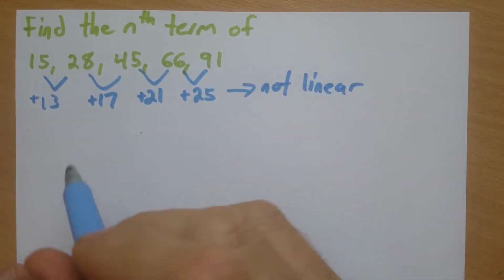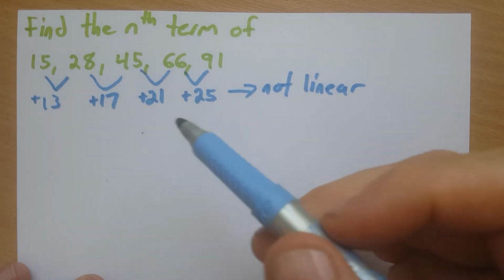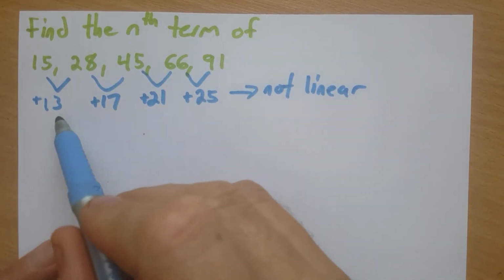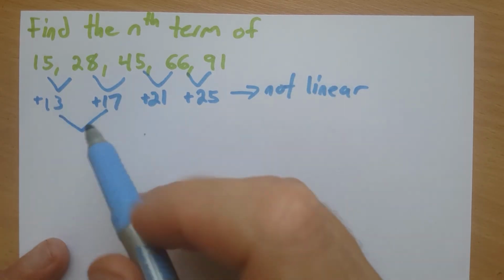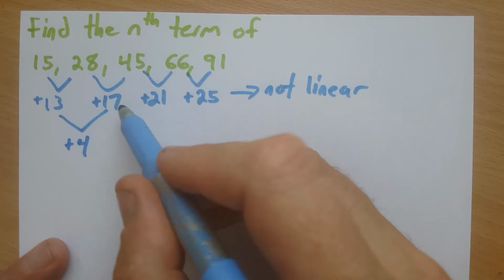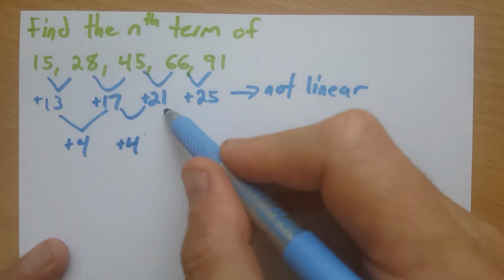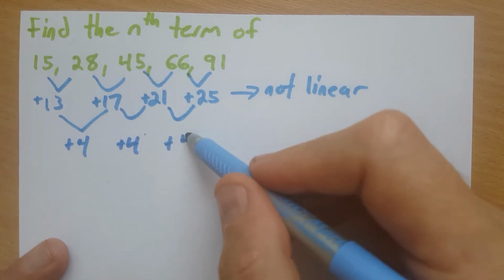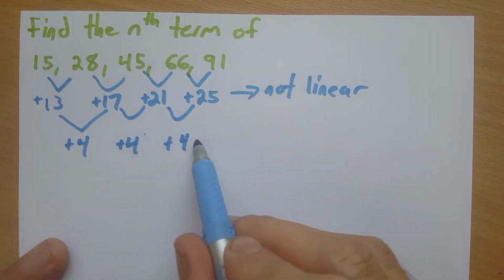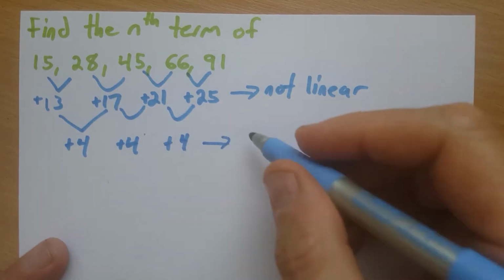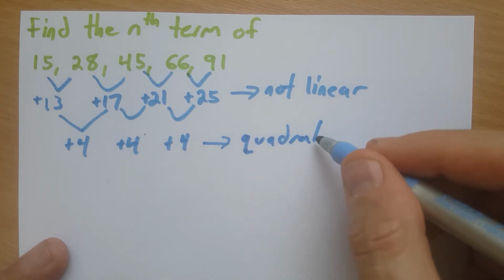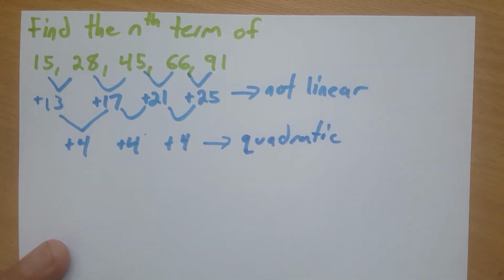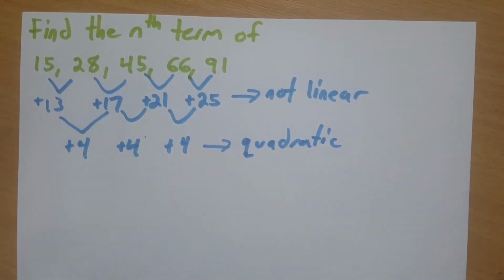Okay, and so the next thing you need to do then is check to see if it's quadratic. And it's quadratic if the second difference is constant. So let's have a look here. 13 to 17, you add 4. 17 to 21, aha. And then 21 to 25. Yeah, so it's the same, right? If your second difference is constant, then you have a quadratic. Okay, it's a quadratic sequence.